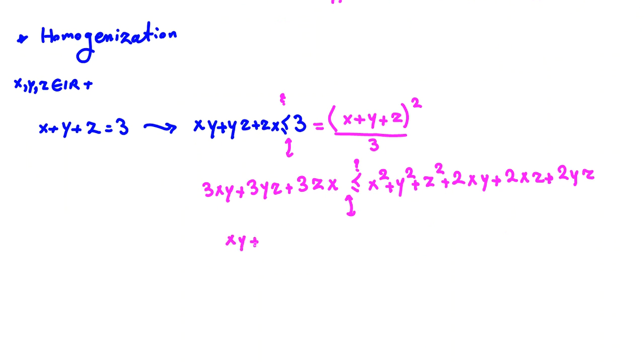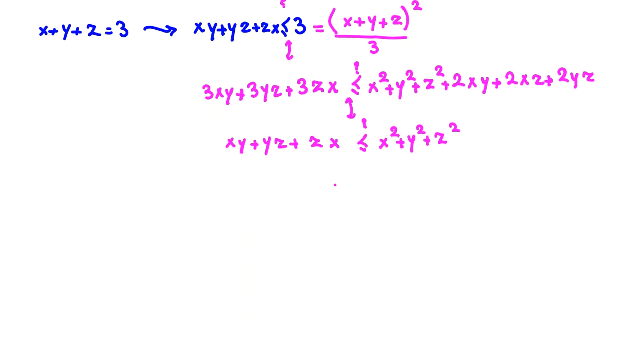It will be xy plus yz plus zx is less than or equal to x squared plus y squared plus z squared. So here we can prove it with AM-GM. We can take all things to one side and change it to a square of some terms, or we can say by AM-GM we know x squared plus y squared over 2 is greater than or equal to xy.